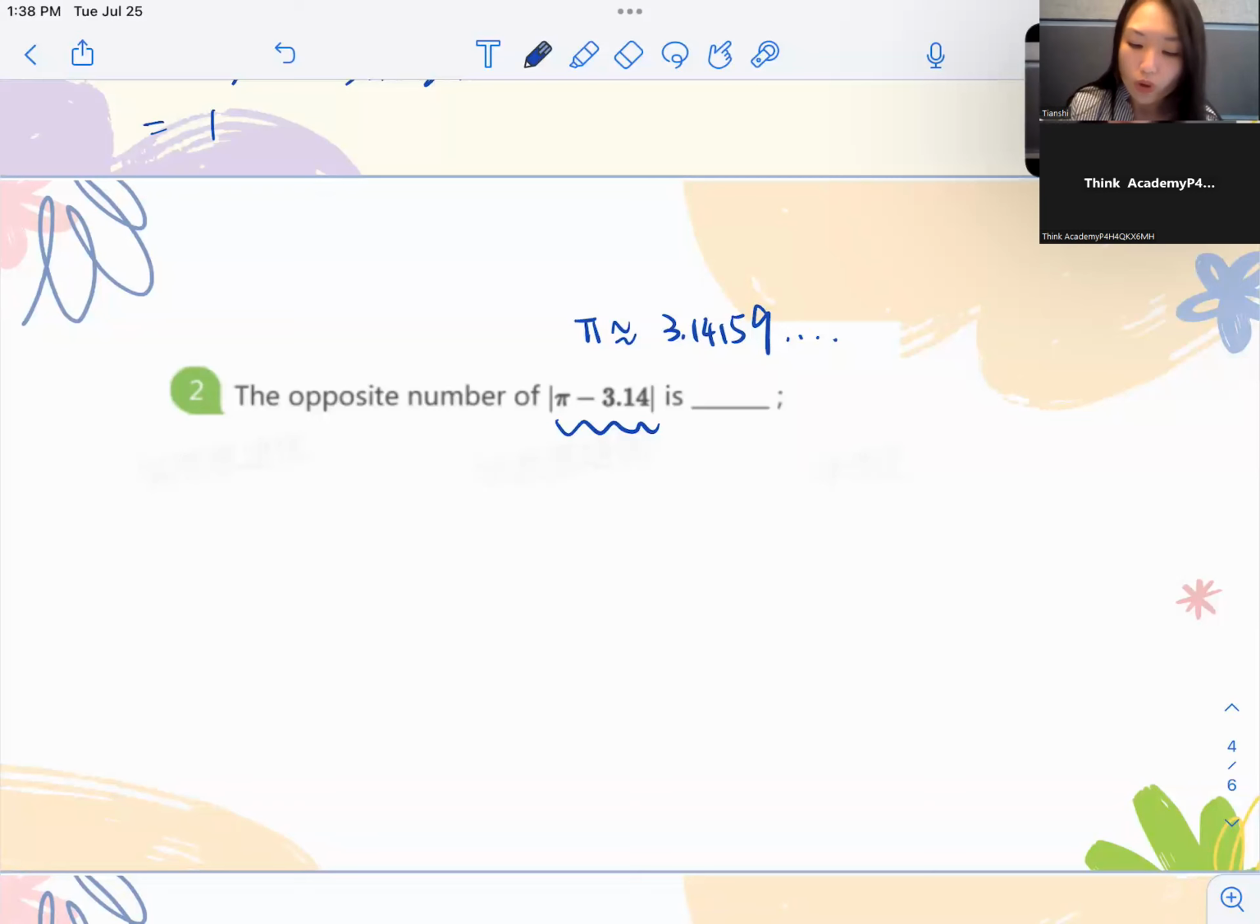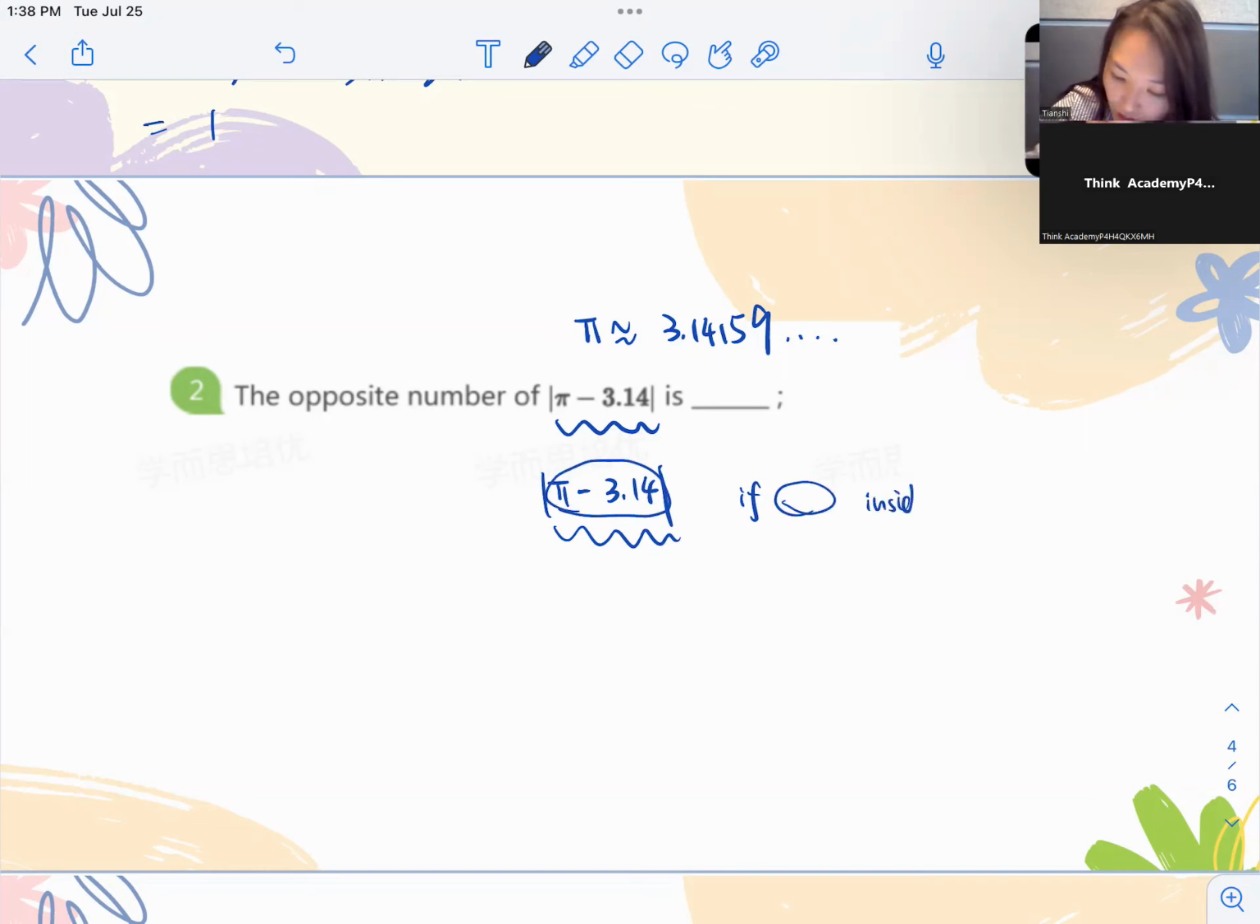So if we have pi minus 3.14 inside the absolute value, and the thing inside the absolute value is a positive one, then what is the value of the absolute value? It will just be itself, right? For example, the absolute value of 3 equals 3.